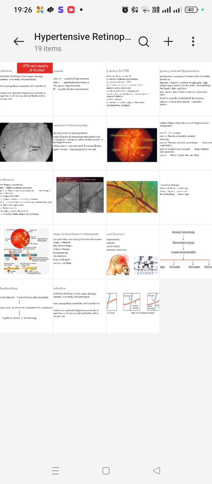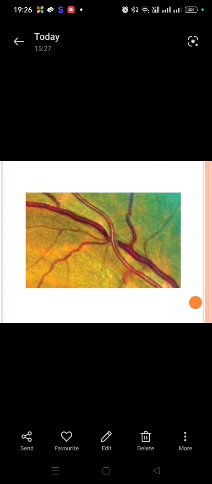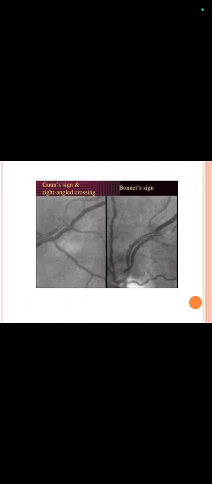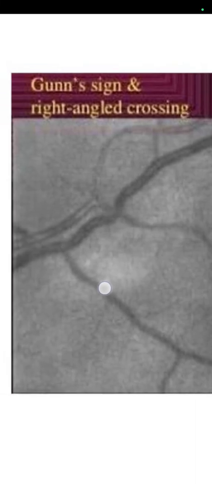So let's see. If you see the arterioles, there is copper wiring of the arterioles, and if you see the veins, what has happened to the veins? You can see this, there is tapering of the veins. Salus sign is present. See here, Gunn sign or the Salus sign is present. The Bonnet sign is also present if you see this carefully.